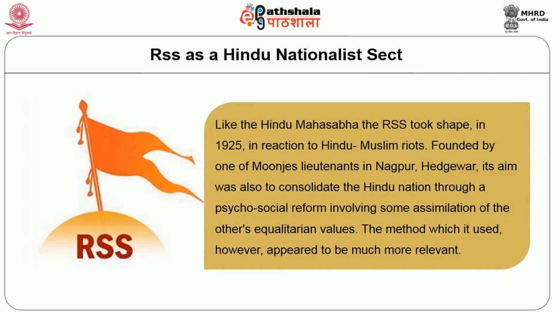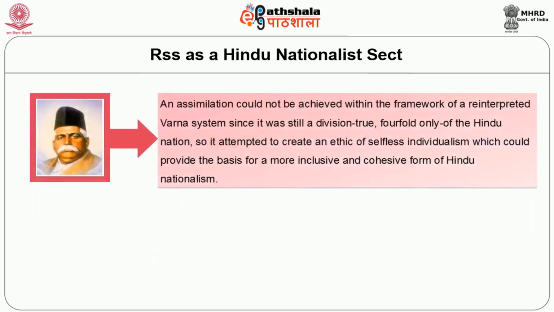Like the Hindu Mahasabha, the RSS took shape in 1925 in reaction to Hindu-Muslim riots. Founded by one of Moonje's lieutenants in Nagpur, Hedgewar, its aim was also to consolidate the Hindu nation through a psycho-social reform involving some assimilation of others' egalitarian values. The method which it used, however, appeared to be much more relevant. Such an assimilation could not be achieved within the framework of the reinterpreted Varna system. Still, it was a division, true, fourfold only of the Hindu nation.